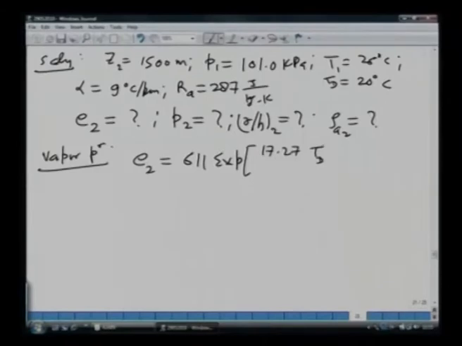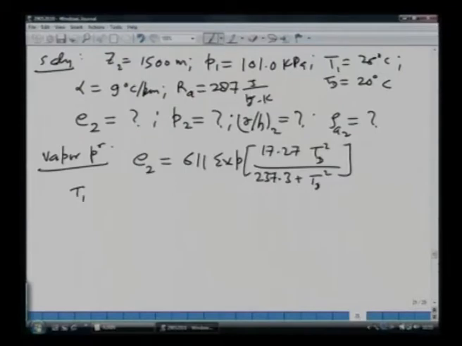This is TD at height 2. I am using another superscript now, so do not get confused. It is the dew point temperature we are talking about. Now, we have the dew point temperature on the ground, but we do not have the dew point temperature at height 2, or 1500 meters. But what is given to us is that the dew point temperature also follows the same lapse rate. So, using that we can find out what TD2 will be. Let us do that.